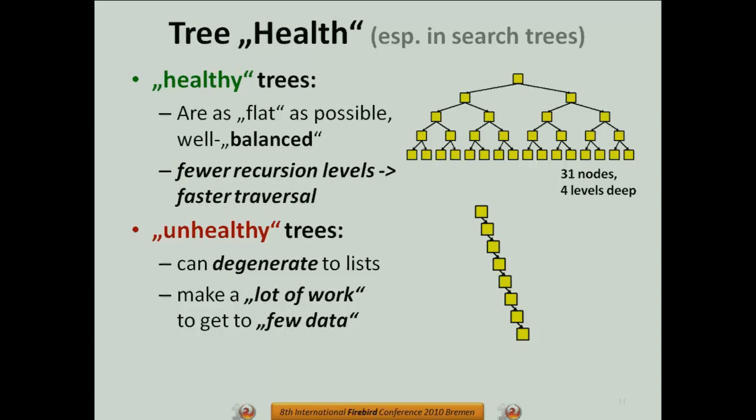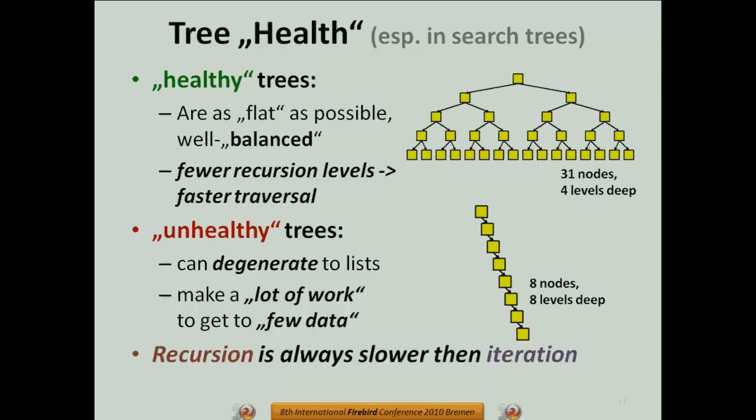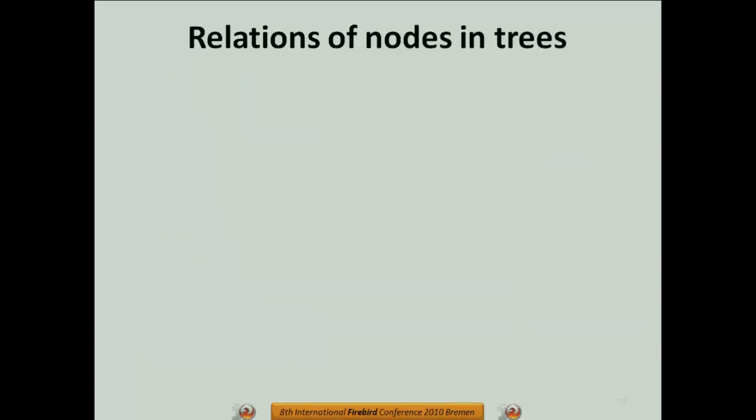And it takes a lot of work to get to few data, because you can see the median amount of hops you need in that upper tree is maximum 2 or 3 to get to 31 nodes. And here you need an average of 4 or 5 to get to only 8 nodes. So that's always something you have to keep in mind when you're dealing with trees, because there's no way around this. Recursion will always be slower than iteration. It's just because whatever you do, you need a call stack, you need to prepare stack frames in the programming language, allocating memory, stuff like that. So every recursion call is expensive compared to just another loop in a loop.